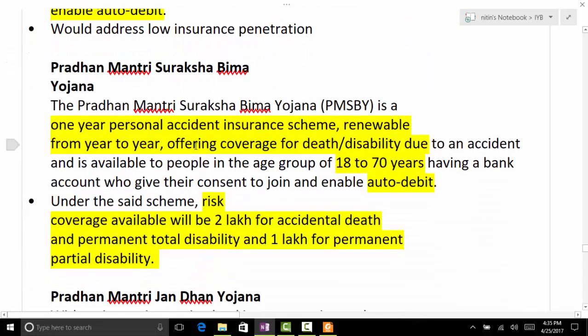And here it is, how much? So for Suraksha Bima Yojana, 12 rupees per year. So 1 rupee per month here in Suraksha Bima Yojana.